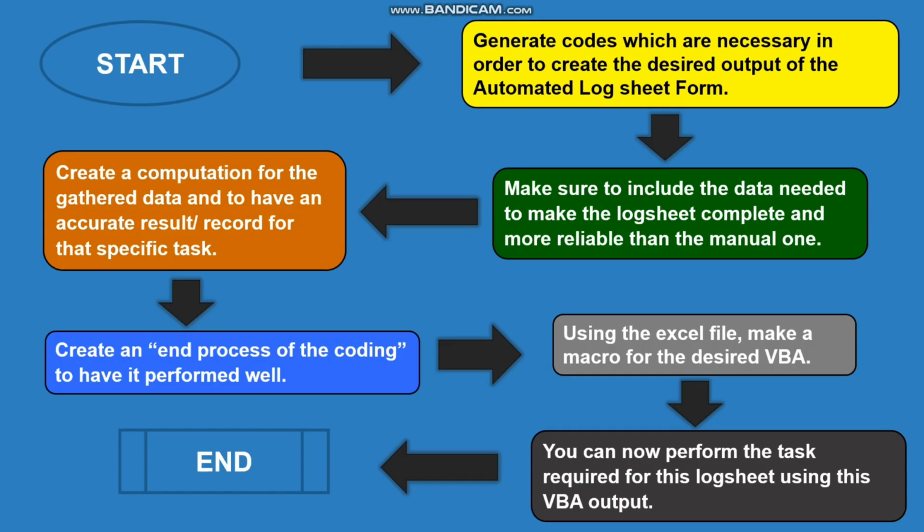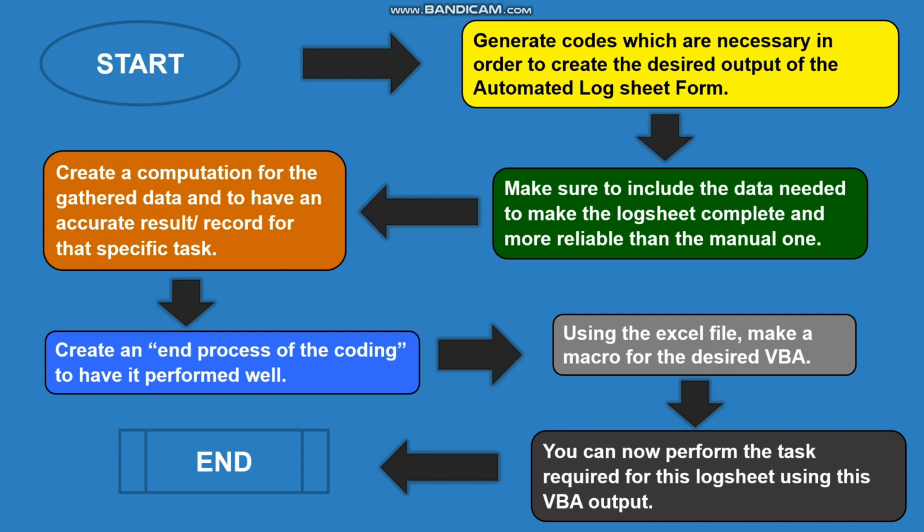This is our flow chart. Start. Generate codes which are necessary in order to create the desired output of the automated log sheet form. Second, make sure to include the data needed to make the log sheet complete and more reliable than the manual one. Third, create a computation for the gathered data and to have an accurate result record for that specific task. Fourth, create an end process of the coding to have it performed well.